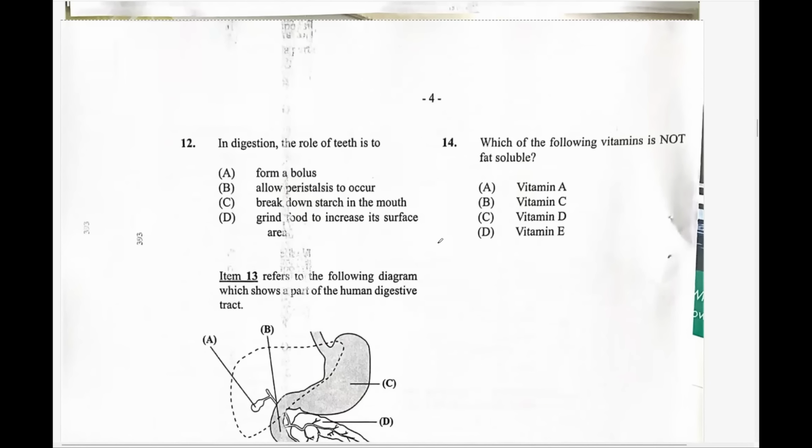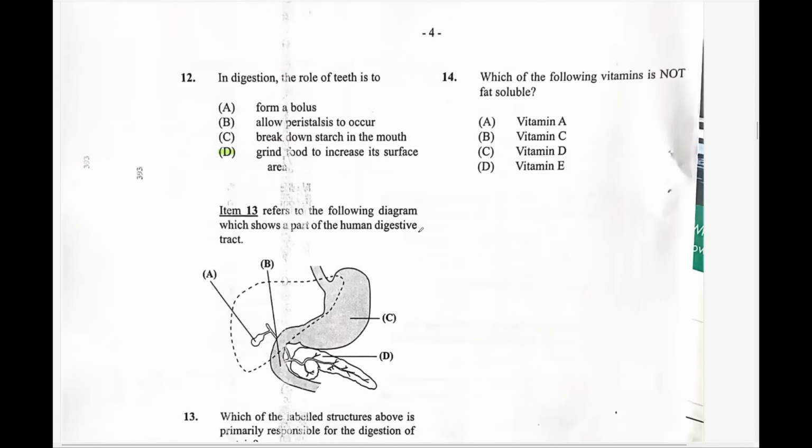Question 12. In digestion, the role of teeth is to break down food to increase its surface area. That's what mashing up and grinding food is, right? It increases the surface area for chemicals to work on.